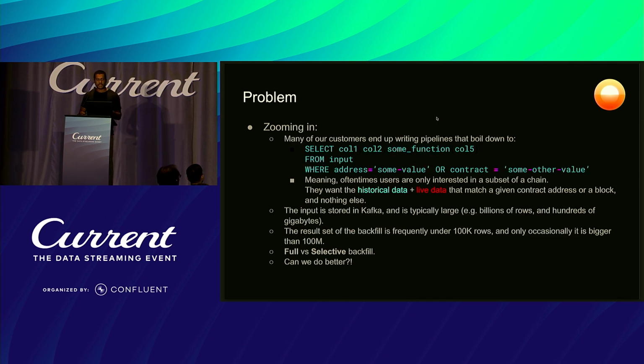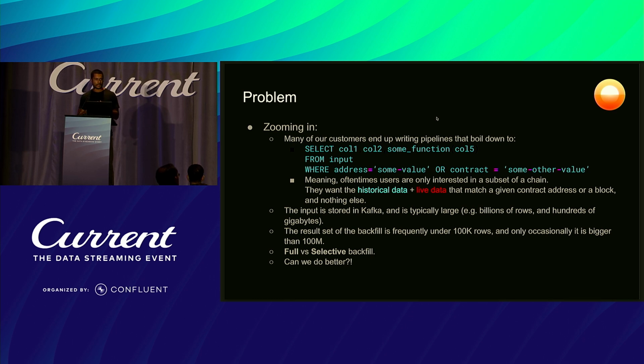So zooming in a little bit, because that was just part of the problem. If we inspect the pipelines that our customers build, we typically see a SQL that's somewhat like this. They select a few columns from the input, they use some functions, do some kind of transformations. Maybe they do a join, maybe they do a group by, maybe they don't. But almost always they include some kind of filter like this one, where it says address equals some value, contract equals some value. And they're typically only interested in a subset of the input.